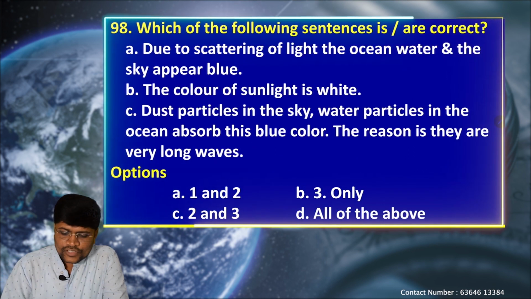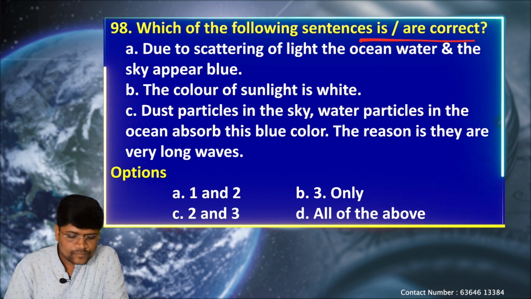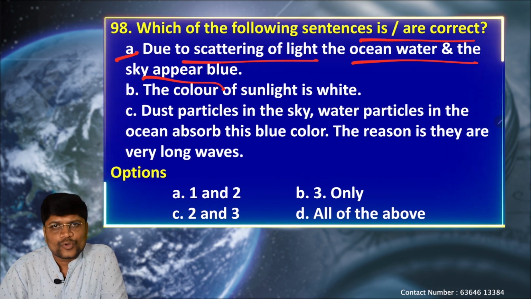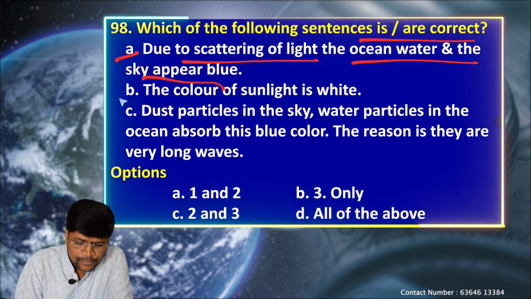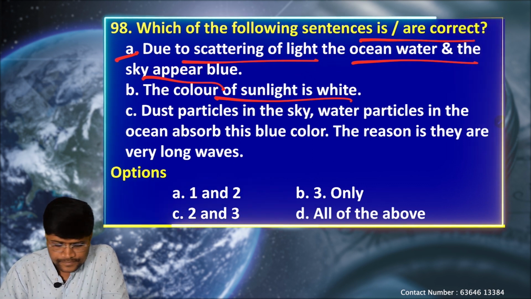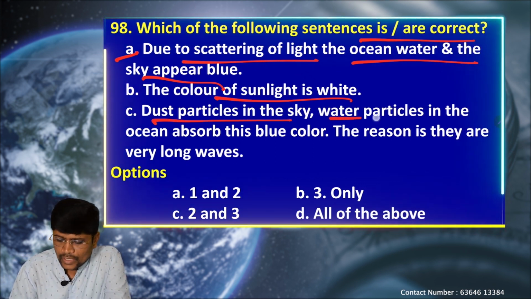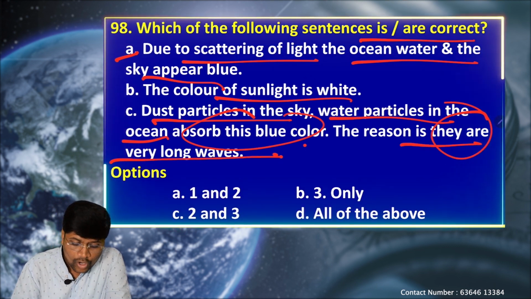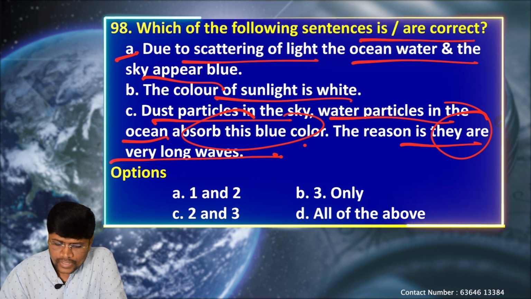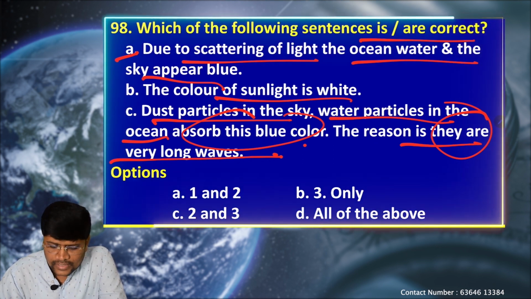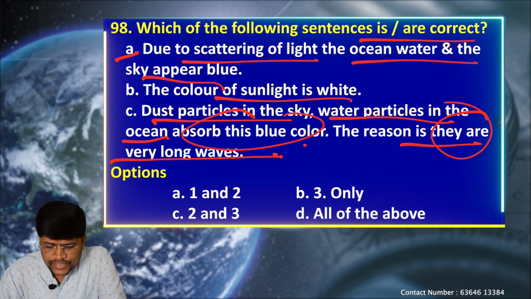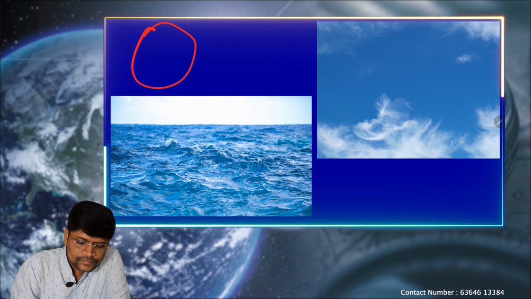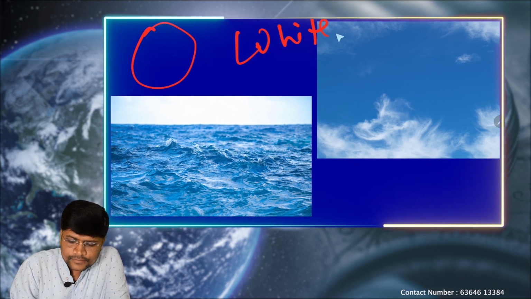Next question, which of the following sentences are correct? Option A, due to scattering of light, the ocean water and the sky appear blue. Again an applied question. B, the color of sunlight is white. Next, C, dust particles in the sky and water particles in the ocean absorb this blue color. The reason is they are very long waves. Let's see. Here it is asking about the sunlight color, and why the ocean is blue and even the sky is blue. First of all, we know that sunlight is white in color.